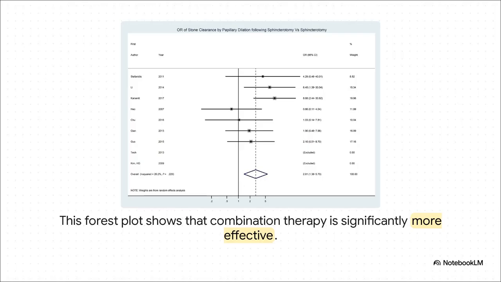Now, this is a forest plot. Don't let it intimidate you. Each of those horizontal lines is a study, and the big diamond at the bottom pools all the results. All you need to know is that since that diamond is way over to the right of the center line, it means the combination therapy is way, way better than doing the sphincterotomy alone.